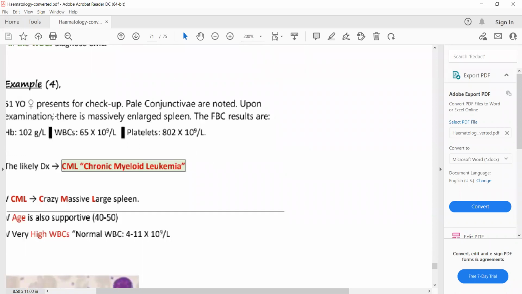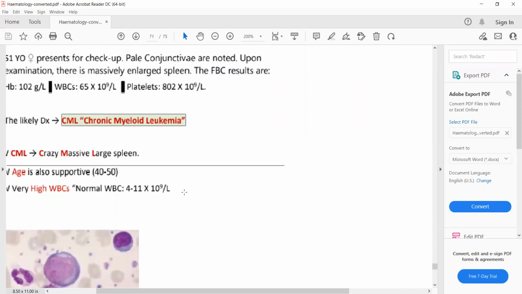So let's do another example. A 51-year-old male presents for checkup, pale conjunctiva are noted. So again, pale conjunctiva means anemia. On examination, there is massively enlarged spleen. The full blood count is as follows. So there is mild anemia. WBC count is 65, that is raised. So someone with a raised WBC count and massively enlarged spleen, the diagnosis will be chronic myeloid leukemia. So these are the two ways by which a question of chronic myeloid leukemia can be asked.